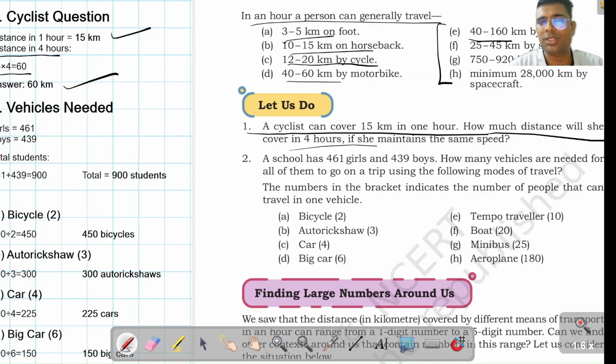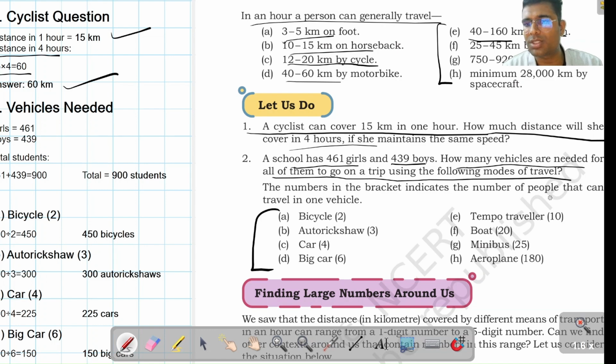Coming to question number 2, a school has 461 girls, 439 boys. How many vehicles are needed for all of them to go on a trip using the following modes of travel? So these modes of travel are given, so we have to find how many vehicles we will need for the students.